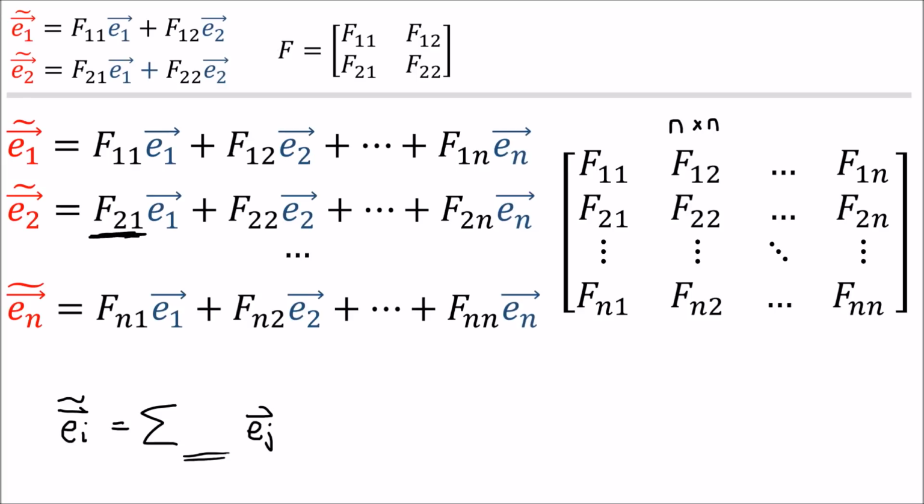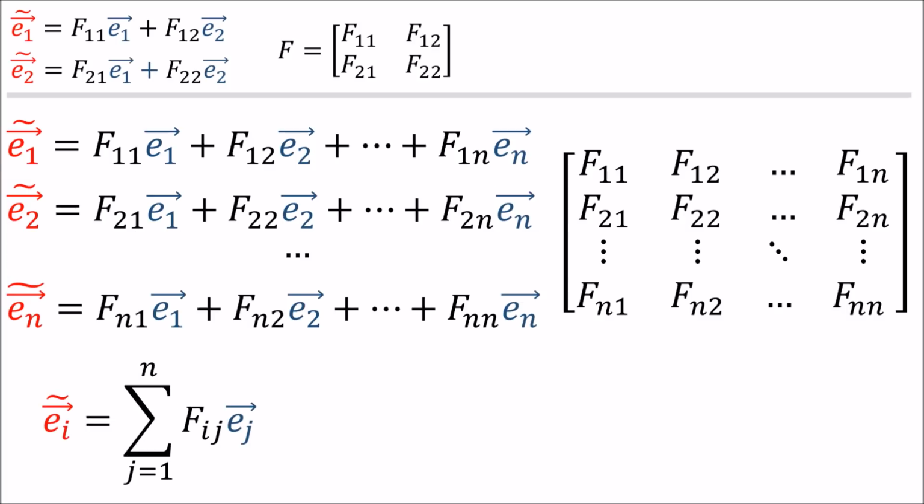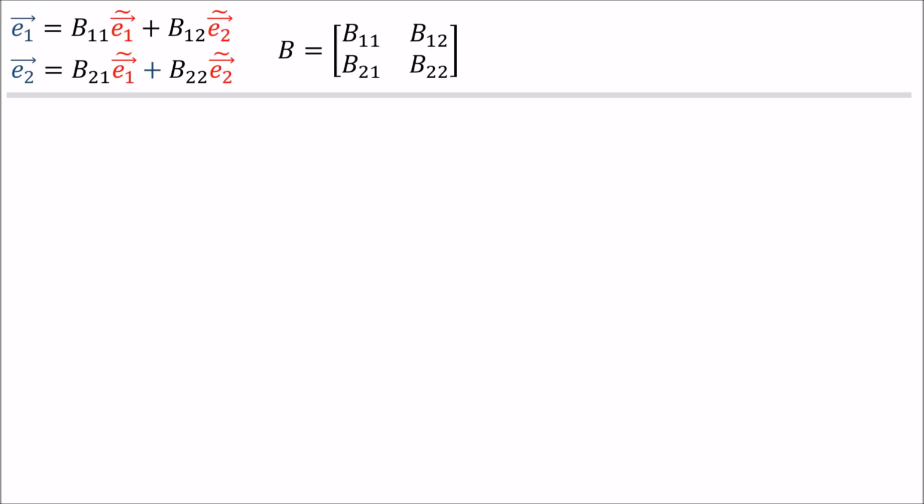Well, if you look up here, you'll see that F21 tells us how much of E1 makes up E2 tilde. And over here, F1n tells us how much of En is inside E1 tilde. So really the coefficient I want here is Fij. Fij tells us how much of Ej makes up Ei tilde. So really this summation summarizes all of the above equations nice and simply. So this is the forward transformation in n dimensions.